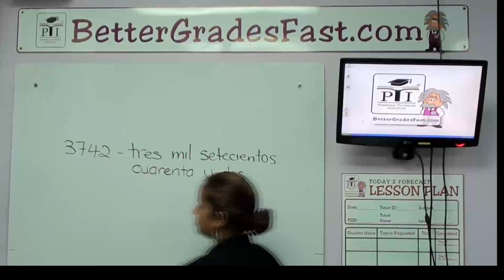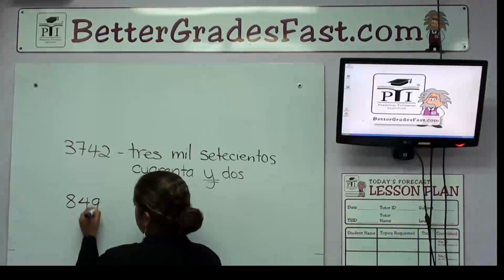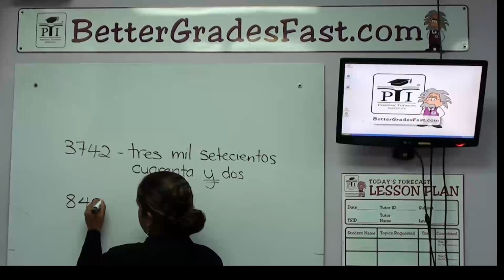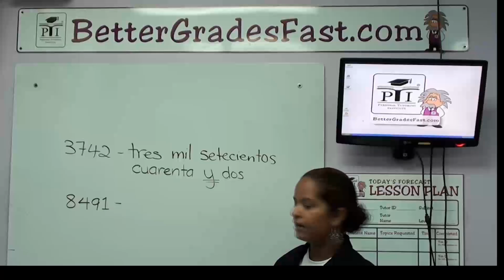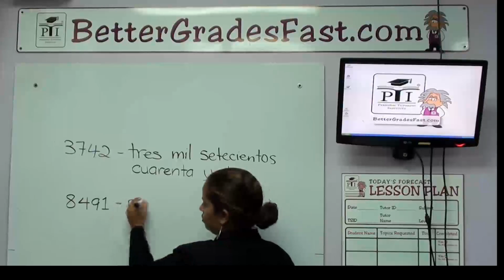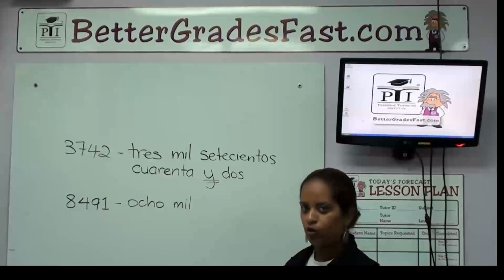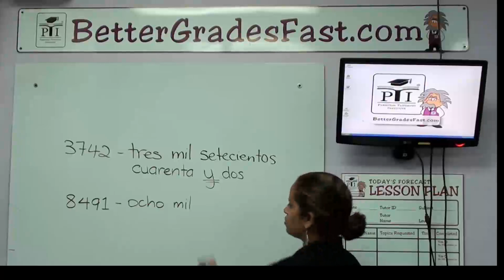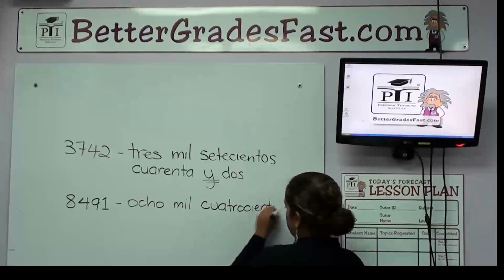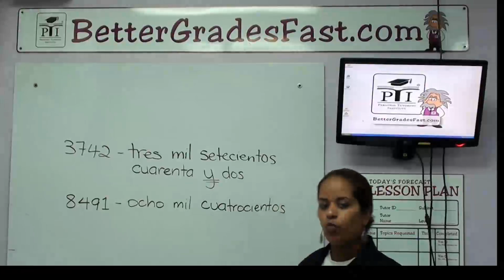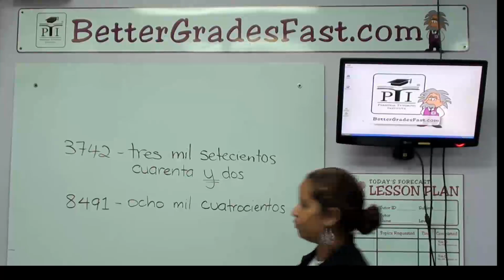Let's try another number. 8,491. Again, start with the thousands. 8,000. 400, 400. And 91, 90, and y 1, uno.